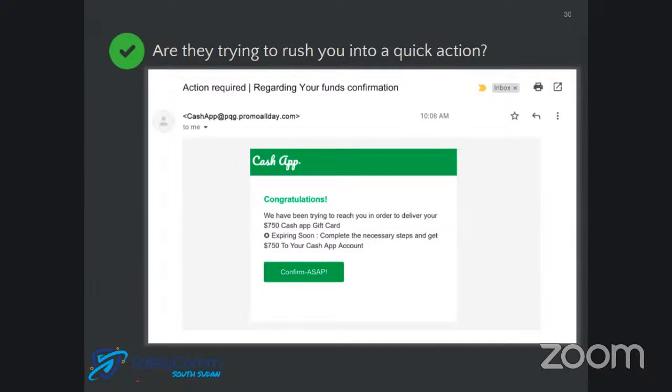You just click here. The moment you try to confirm, they'll be asking you for your credit card number, your password, your name, your ID, and so on. You see that? I'll give you examples that are familiar to you.